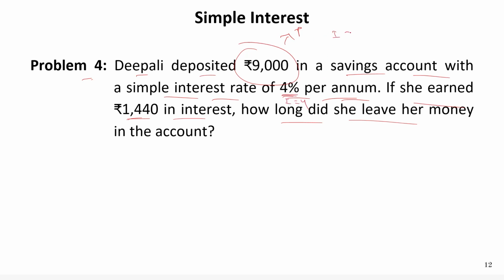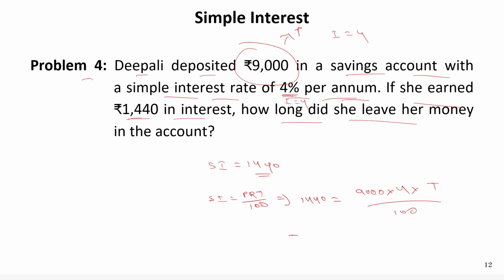P is equal to 9000, R is equal to 4. If she earned this much in interest, SI is given as 1440, right? Then how long did she leave her money in the account? So here again we are asked about T, right? So SI is equal to PRT by 100. So this implies that 1440 is equal to 9000 into 4 into T, where T is unknown. So we assume T as the number of years.